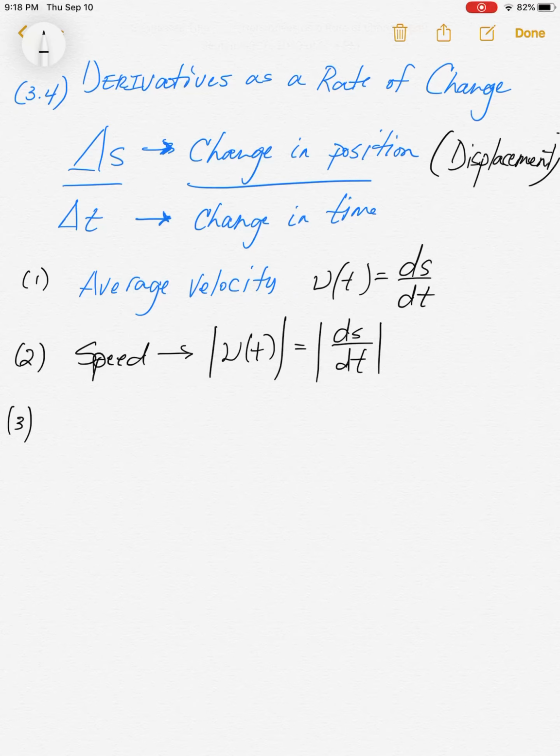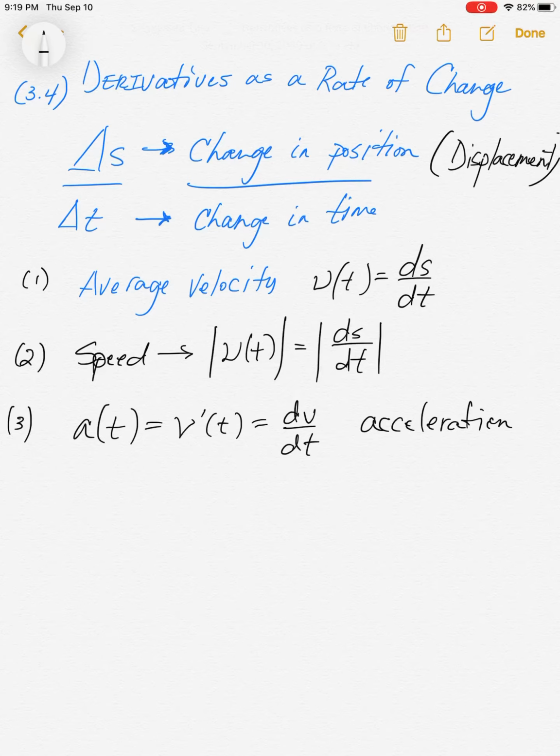Okay? Third, the derivative of velocity is acceleration. Acceleration is equal to v prime, or the derivative of velocity, and that would be dv/dt. So the second derivative is acceleration. And finally, if you take another derivative, the derivative of acceleration, that is called jerk.